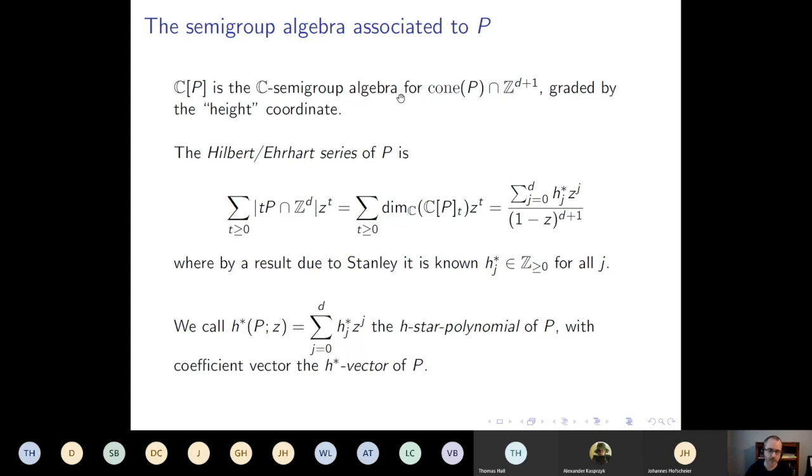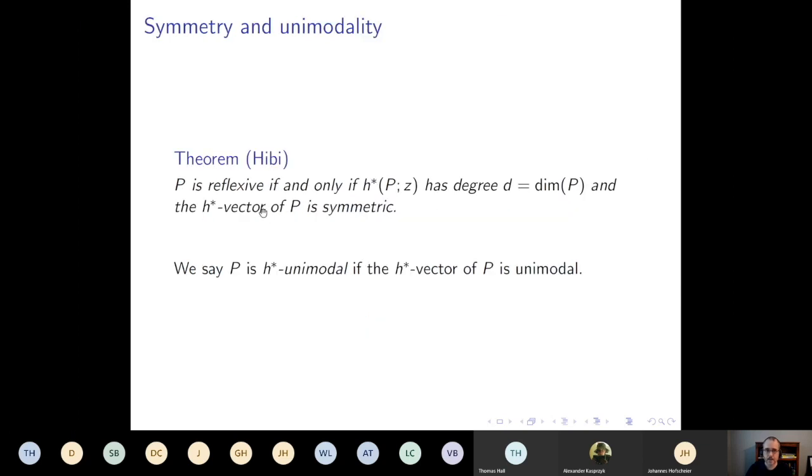So if you're familiar with Cohen-Macaulay algebras, you can just think, okay, here's some affine semigroup algebra, and the H star vector is the H vector for the Hilbert series of that. And if you are coming from the Ehrhart theory side, then it's the Ehrhart H star polynomial. So there's a theorem due to Hibi that P is reflexive if and only if this H star polynomial has full degree, equal to the dimension of P, and it's symmetric. You can also get this from a theorem of Stanley's about Gorenstein semigroup algebras.